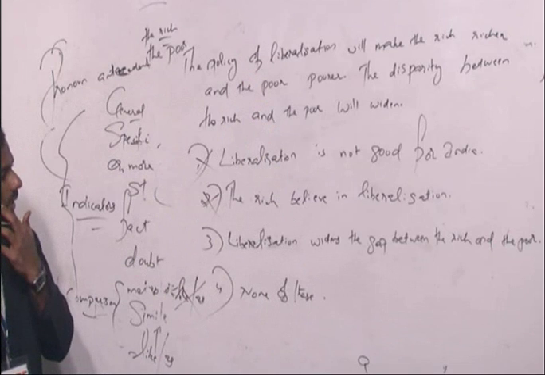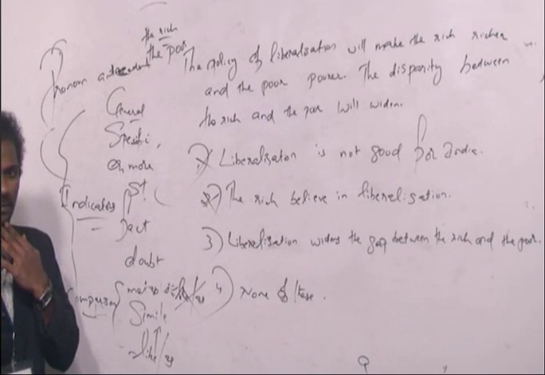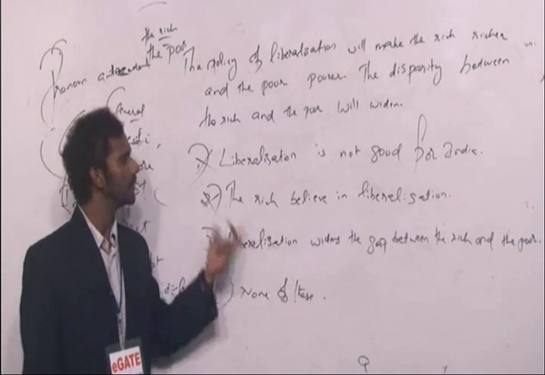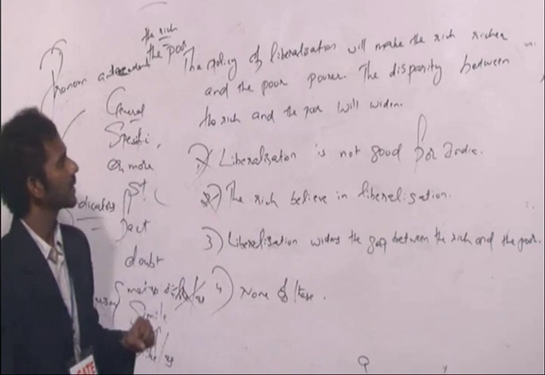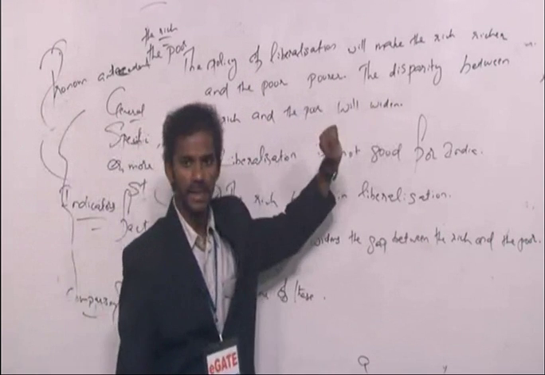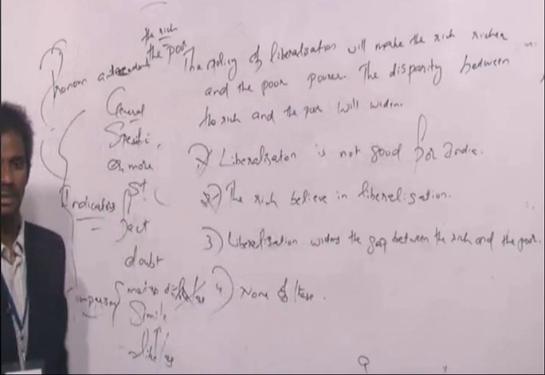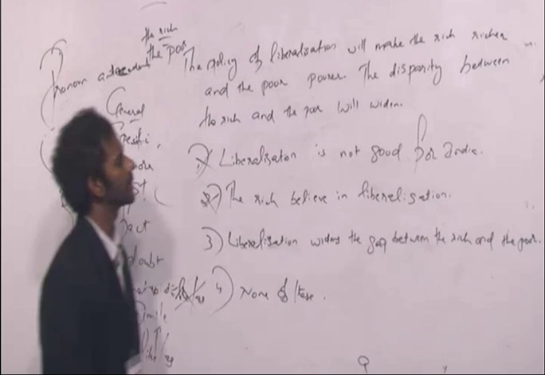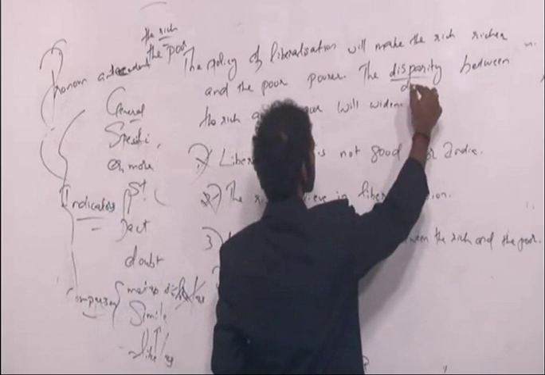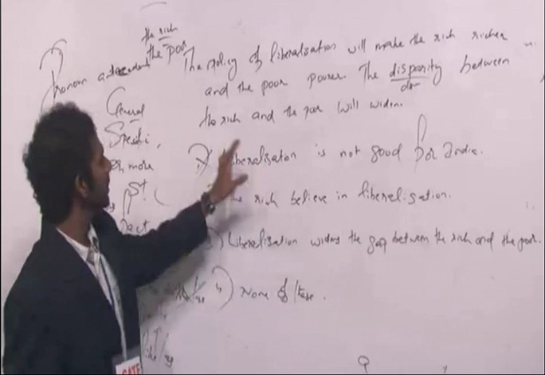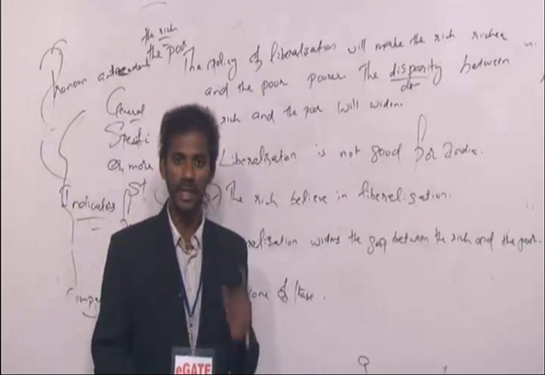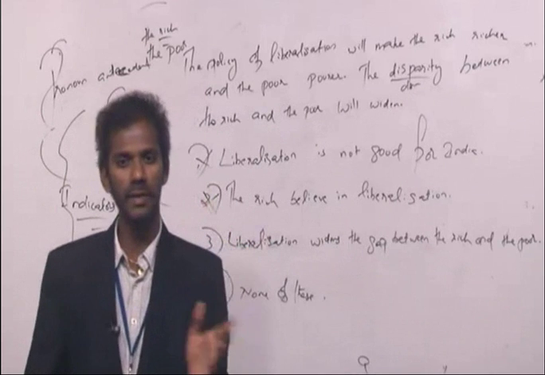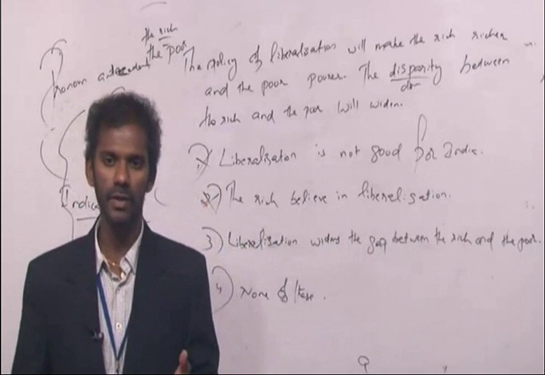Got it? Come to the third one. Liberalization widens the gap between the rich and the poor. Can this option be gained from the question? The question contains 2 sentences. First sentence, second sentence. Can this option be gained from the question? Liberalization widens the gap between the rich and the poor. The second sentence in the question says, the disparity is same as differences or gap. The disparity between the rich and the poor will widen. That is a fact or doubt. Will and would of a fact, as I gave earlier. May and might of a doubt.